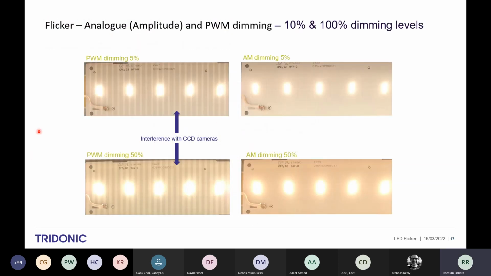Here we can see some effects of PWM. Really, we see the stripes on the board there. So this is the interference seen with camera systems, and it does get worse depending on your dim levels. Of course, with amplitude dimming, we don't have any of that switching, so it gets rid of it completely.